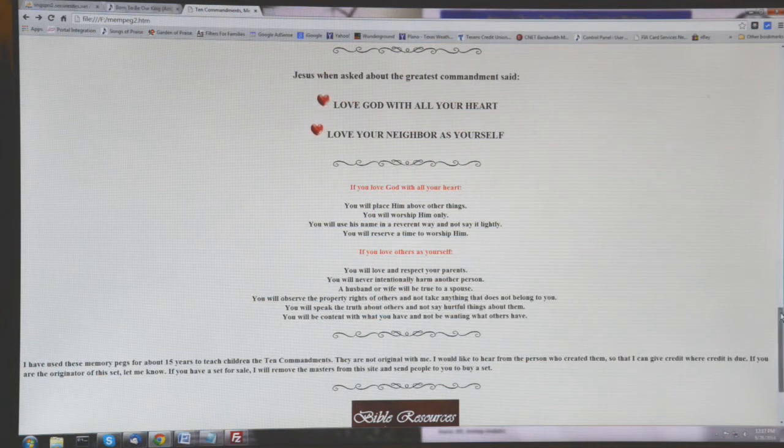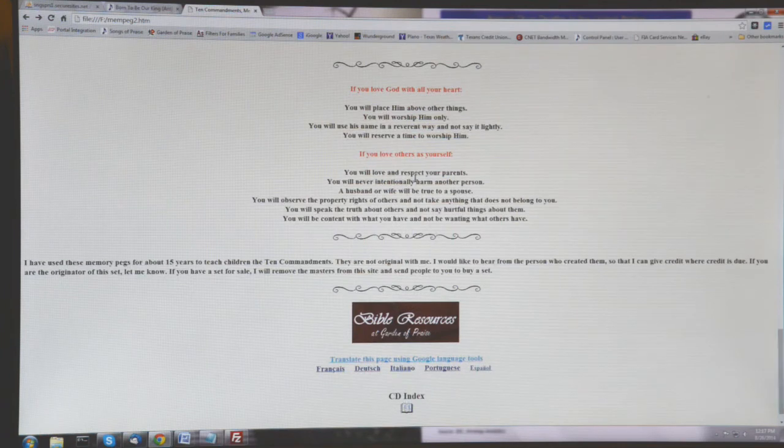And then to love others as yourself, the rest of them incorporate this idea of loving others as yourself. If you love others as yourself, you will love and respect your parents. You will never intentionally harm another person. A husband or wife will be true to a spouse. You will observe the property rights of others and not take anything that doesn't belong to you. You will speak the truth about others and not say hurtful things about them. And you will be content with what you have and not be wanting what others have. I used these for years, and I don't even know where I got them.